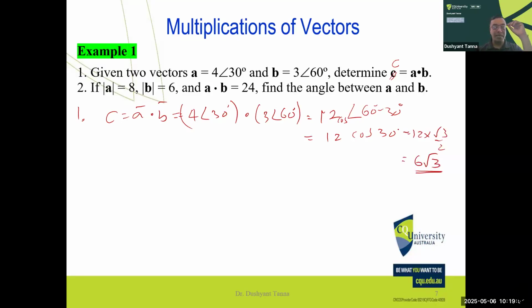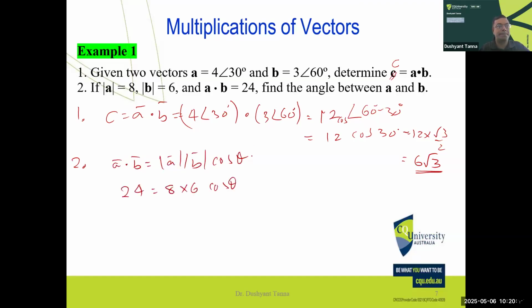Part 2 is not the same as part 1, it's a different one. So let's do the second one. What we know is A dot B is equal to mod A mod B cos theta. Now A dot B is 24, and 8 times 6 cos theta. So cos theta is half. That means your theta will be 60 degrees or 120.